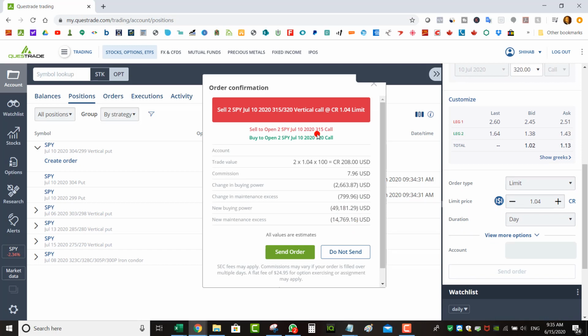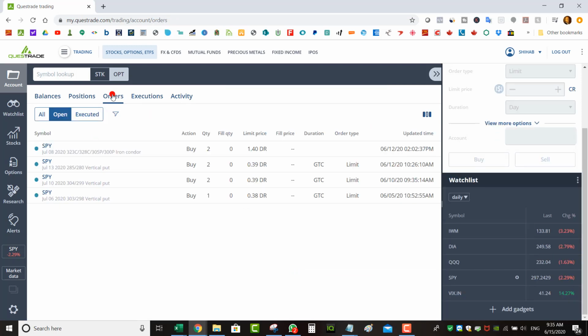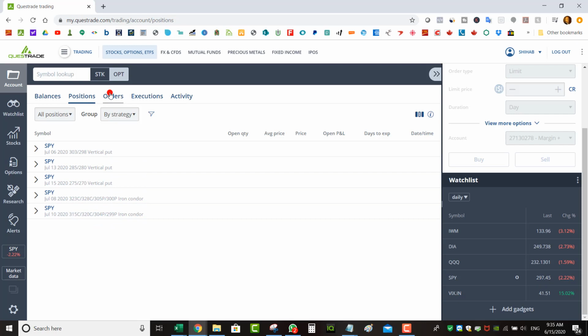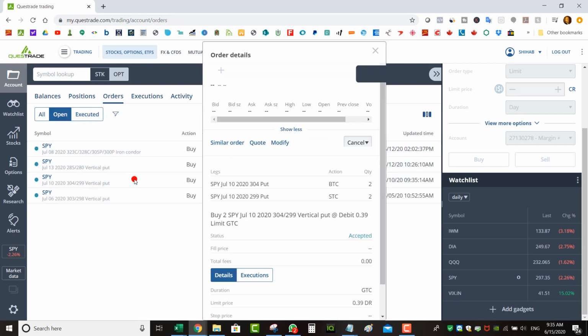So there you go. I'm selling the call spread at 315, 320, 2 contracts, equivalent to the existing put spread on July 10. And it looks like it got filled. I collected $1.07 on that trade. So now I've got an iron condor. Instead of having a put spread for July 10, I have an iron condor on July 10.